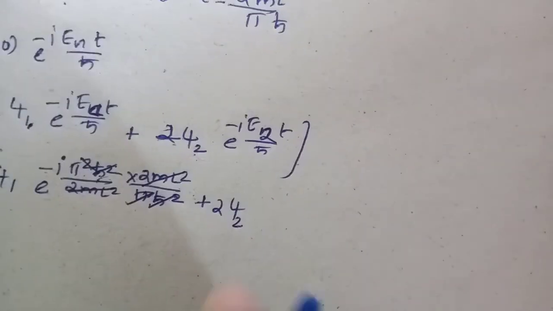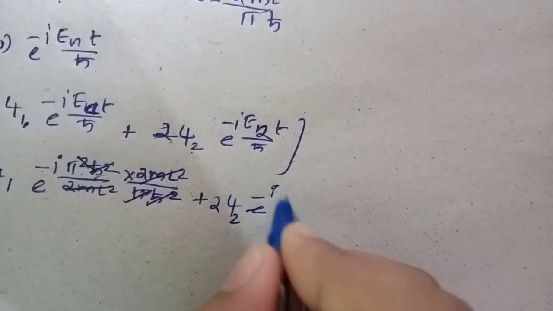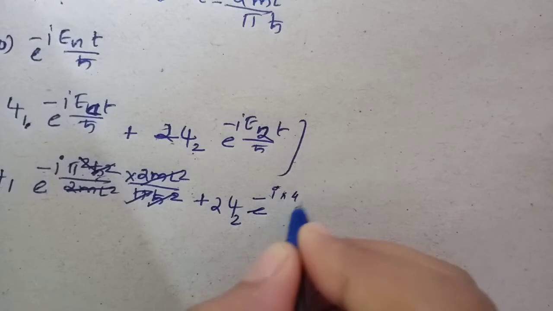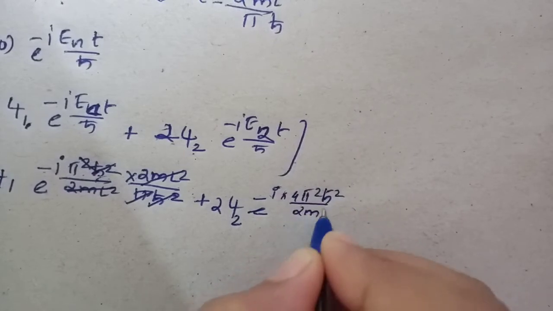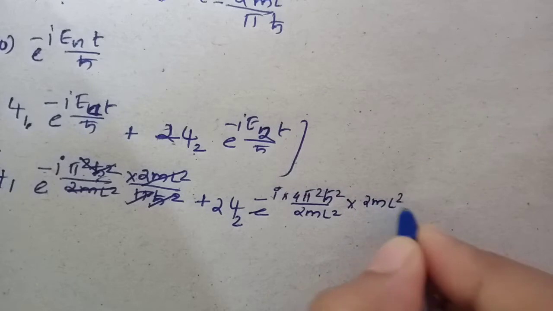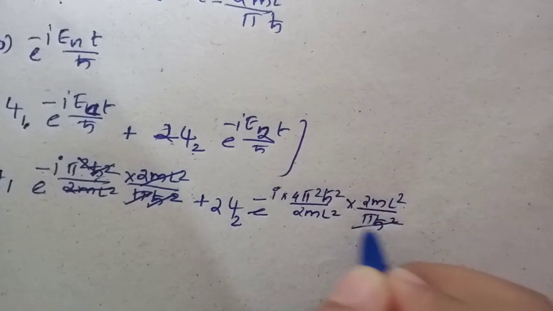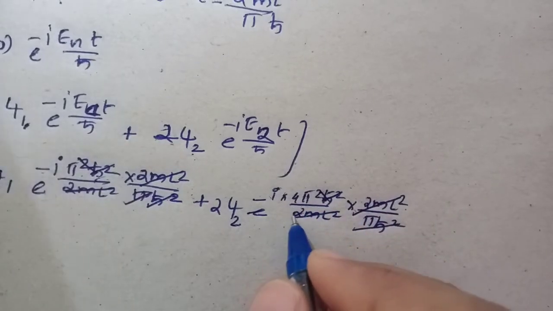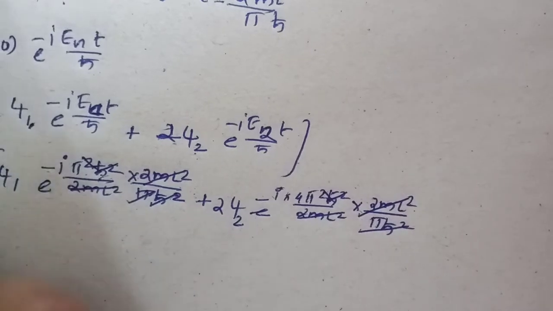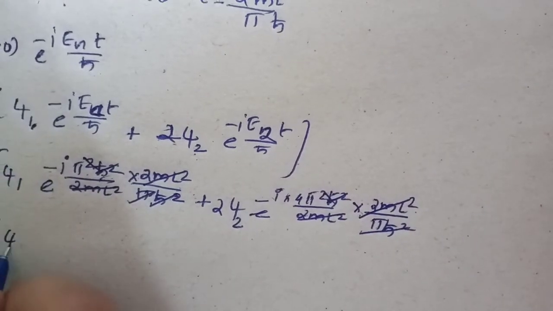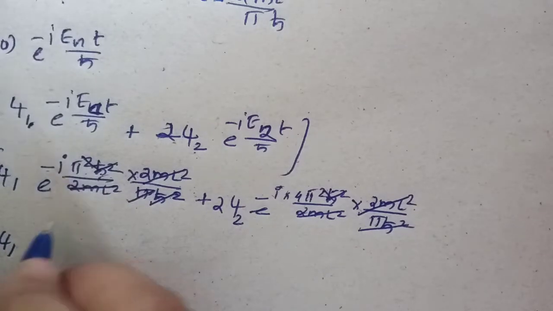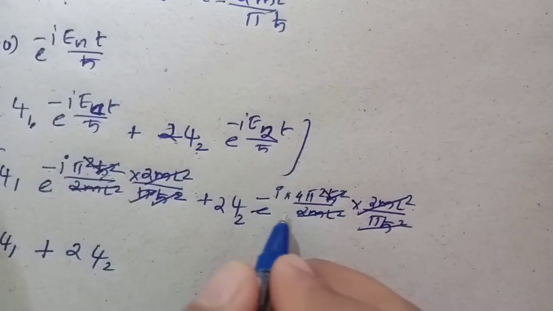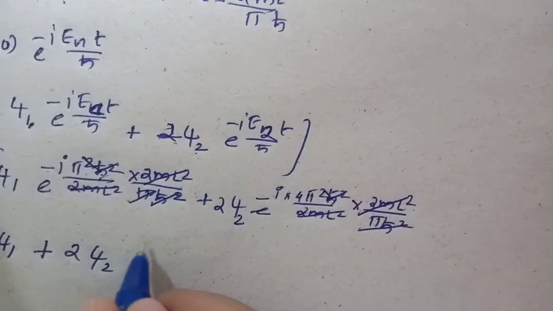2 psi 2 e raised to minus i. E2 is n square pi square h cross square divided by 2 m L square, n is equal to 2. So 4 pi square h cross square divided by 2 m L square into t, which is equal to 2 m L square divided by pi h cross square. So pi h cross square cancels, 2 m L square with 2 m L square. So 4 pi, cos 4 pi is equal to 1. So here it is 1 by root 5 psi 1 e raised to minus i pi, which is minus 1. So minus psi 1 plus 2 psi 2 e raised to minus i 4 pi, which is equal to 1. So 2 psi 2 only.